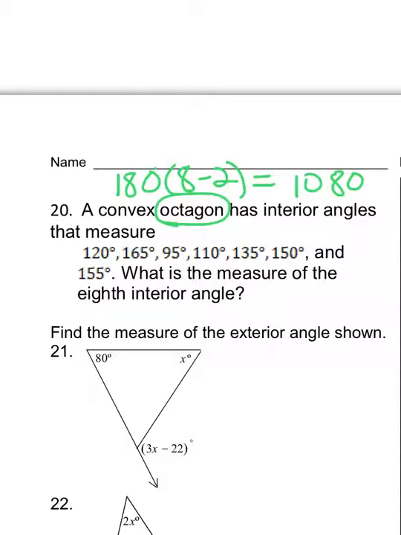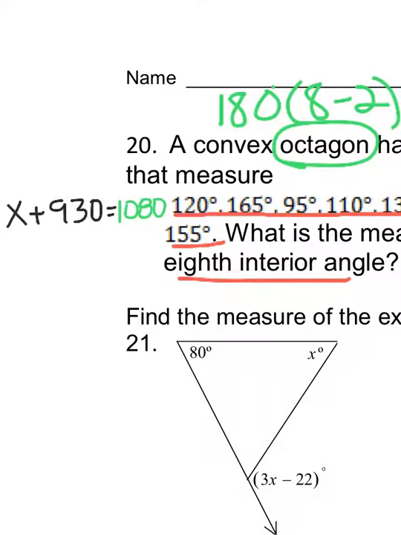The next thing you need to do is add up 120, 165, 95, 110, 135, 50, and 55. And don't forget that that's only 7 angles. So you have another angle that you don't know, which is the 8th angle, and that one is x. So all of the given angle measures add up to 930.